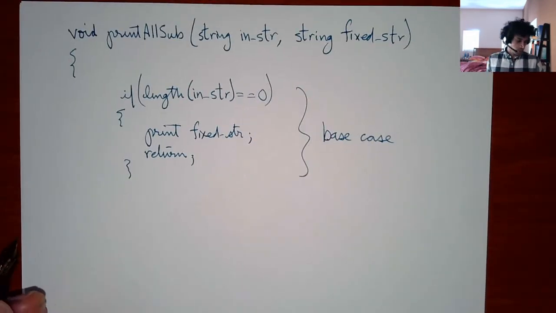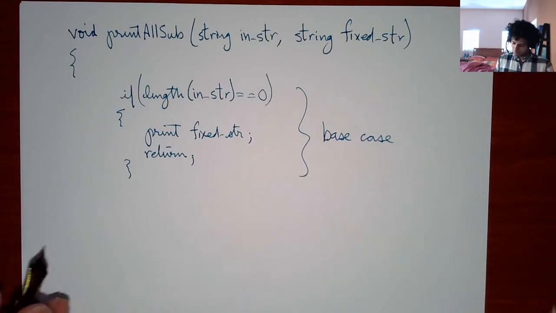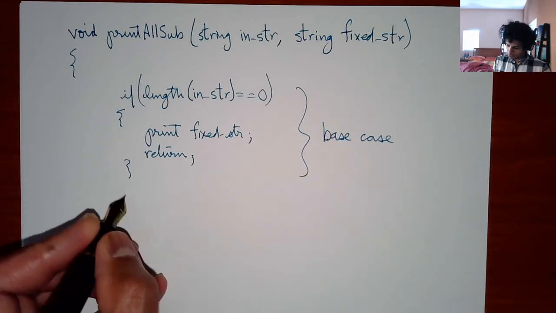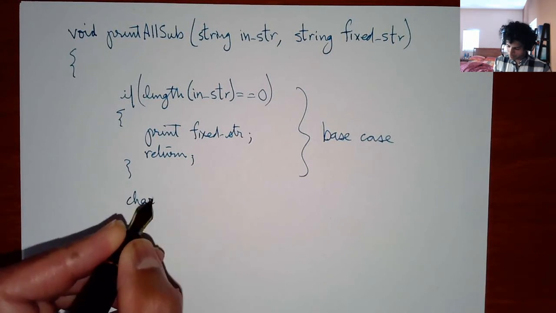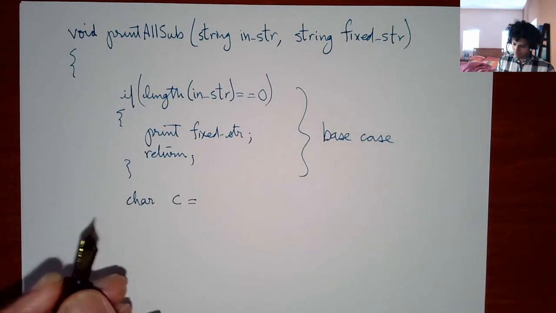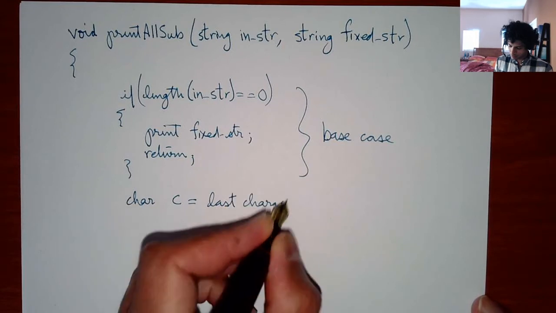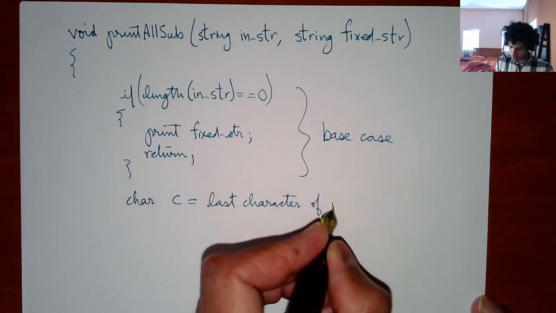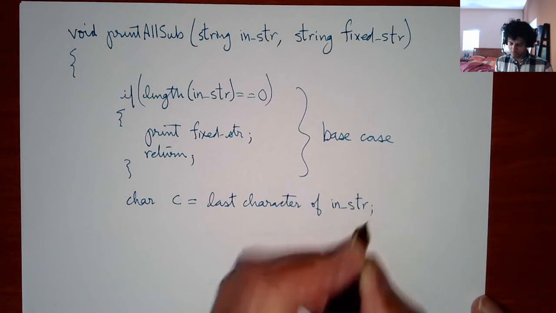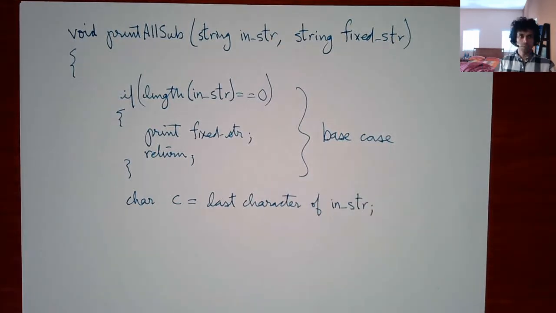On the other hand, now we actually do the recursion. So we'll say let the character C be the last character of the input string. Okay, so in C++ there is a function that would get this.